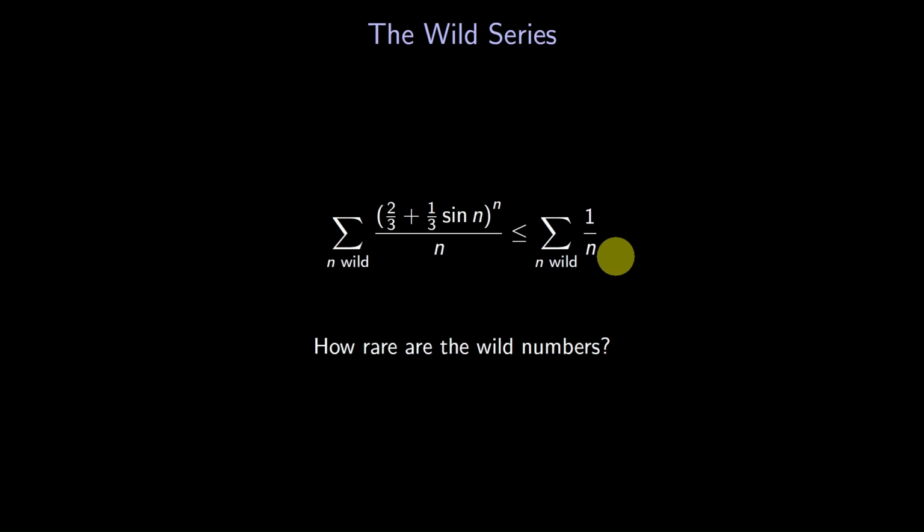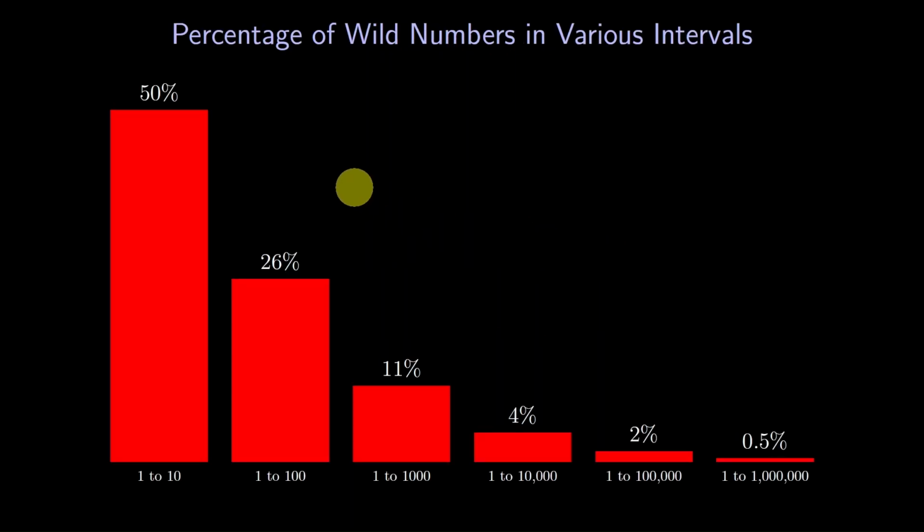Let's gather some data. Here is a chart showing how frequent the wild numbers are. In the range 1 to 10, half the numbers are wild. But in the final range here, from 1 to 1,000,000, less than 1% of the numbers are wild. It looks like the wild numbers are becoming rarer and rarer. We need a plan to actually prove that claim.